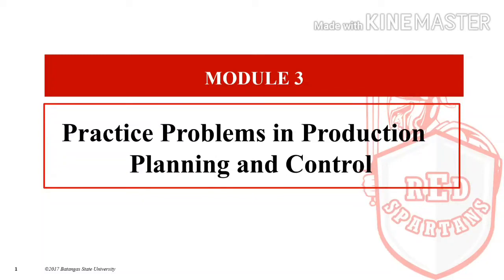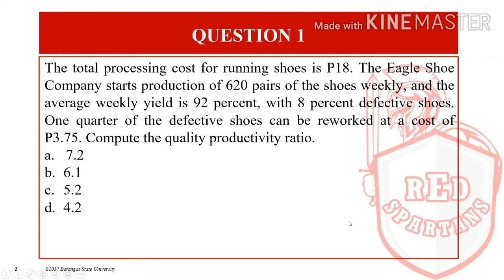For Module 3, practice problem in production planning and control. For question number 1, the total processing cost for running shoes is 18 pesos. The Eagle Shoe Company starts production of 620 pairs of shoes weekly, and the average weekly yield is 92% with 8% defective shoes. One-fourth of the defective shoes can be reworked at a cost of 3.75 pesos. Compute the quality productivity ratio, or the QPR. Letter A 7.2, B 6.1, C 5.2, and D is 4.2.